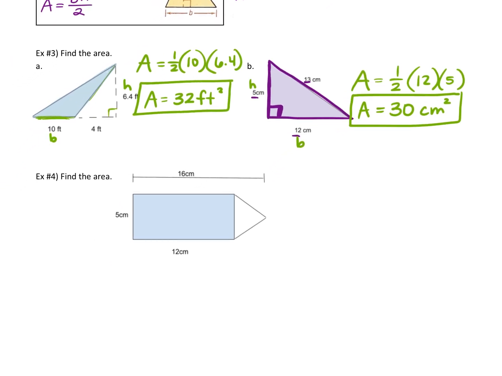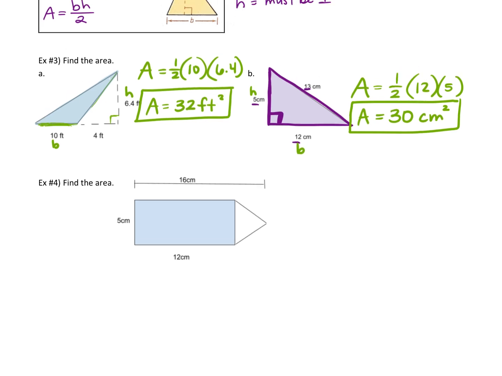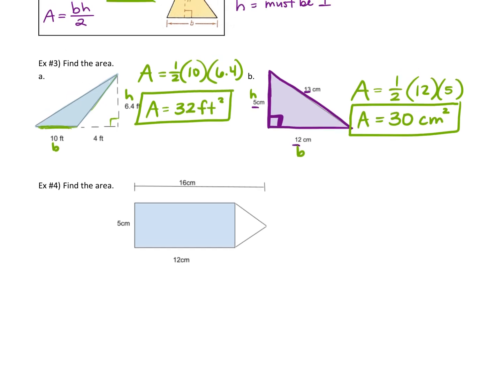Okay, now we're going to put it together. We're going to put together what we did yesterday and what you just learned with triangles, and we're going to find the area of this whole thing. So here's what I need you to think about. We don't have a formula for the area of a house on its side, right? There is no formula for this shape that you see.